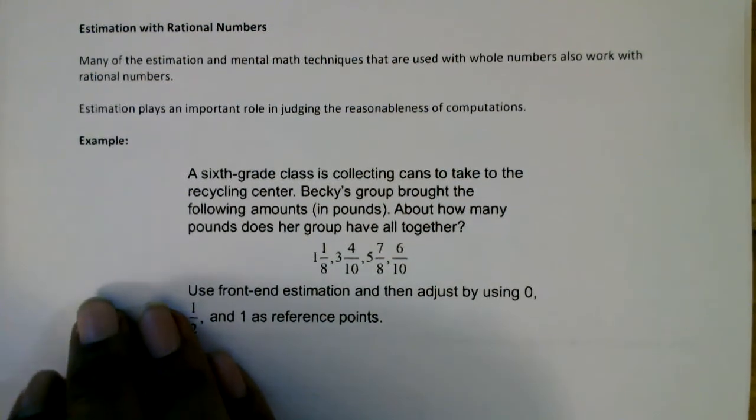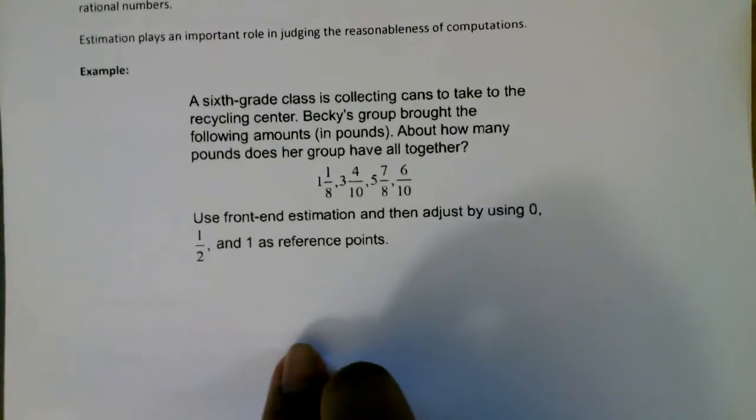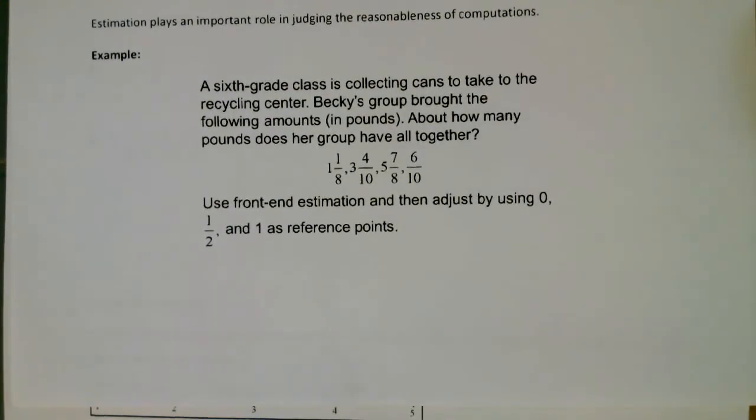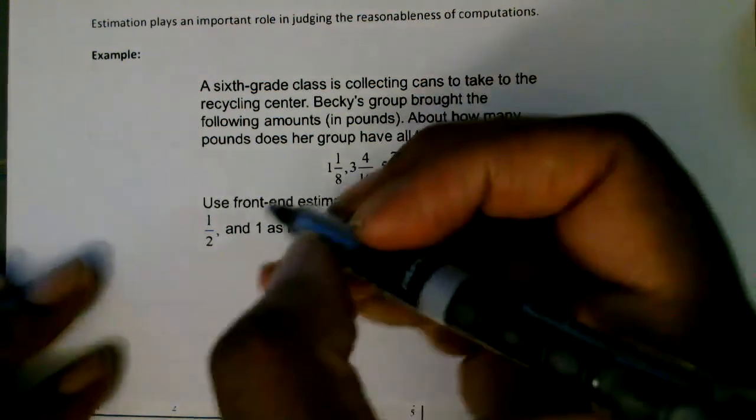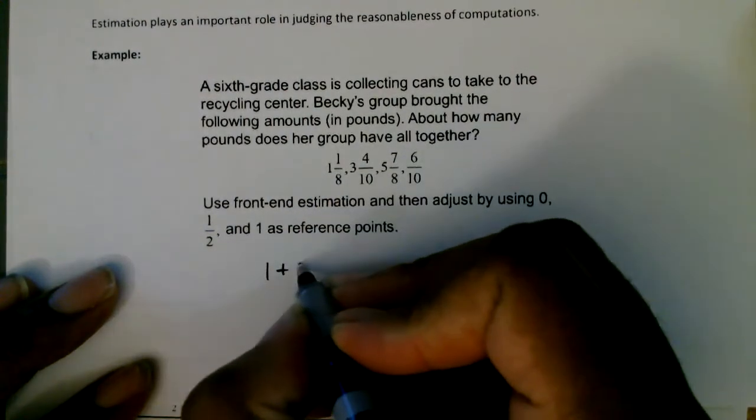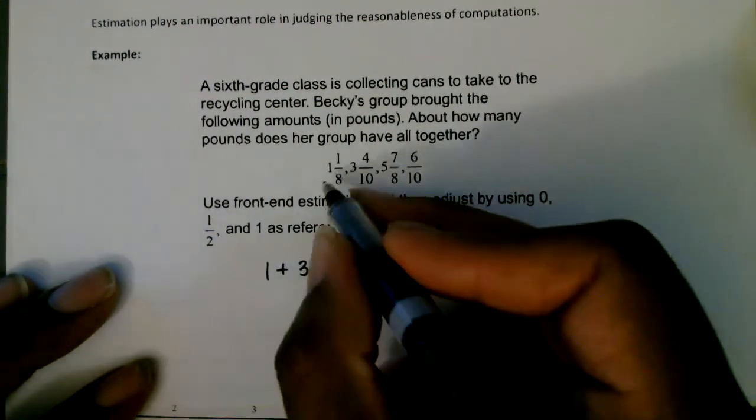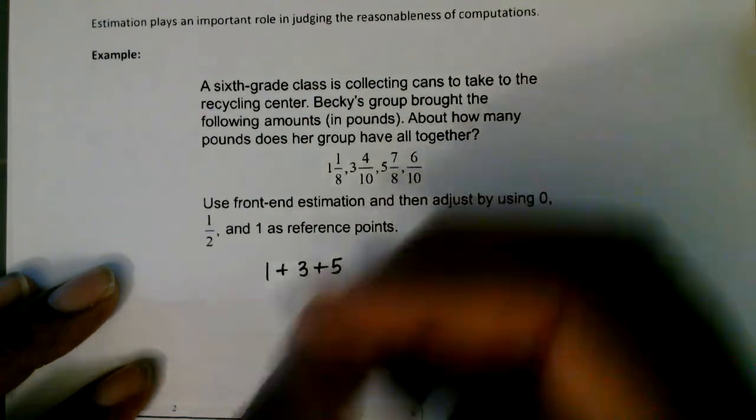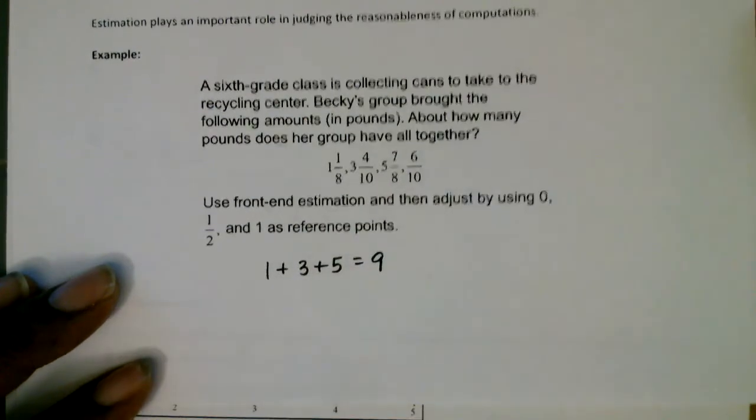We'll just do this problem here and try to find out what that answer is going to be using front end estimation. In this case, I'm going to use the 1, the 3, and the 5, the whole numbers that are in front of the fractions. If I add those, that's going to be 9.